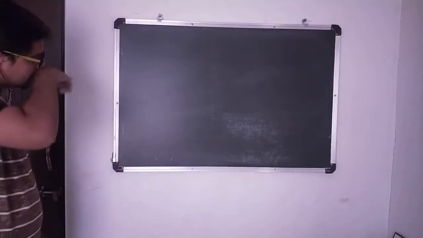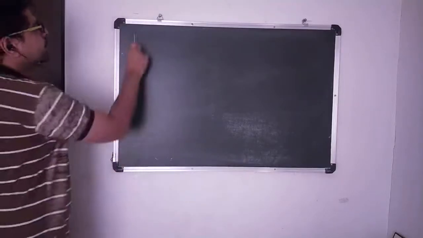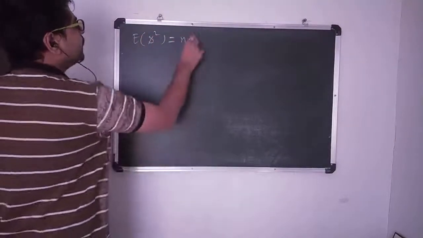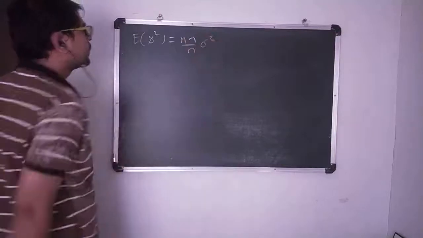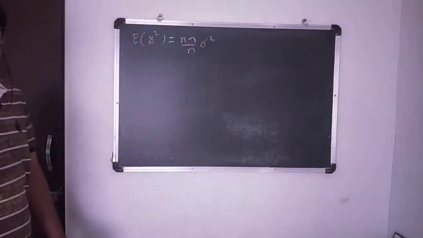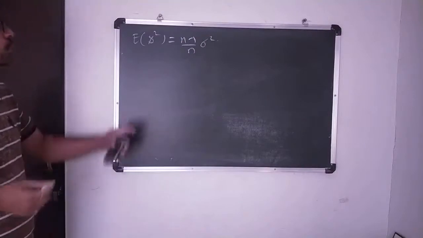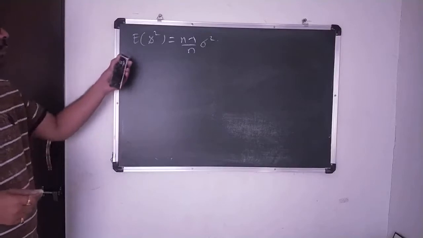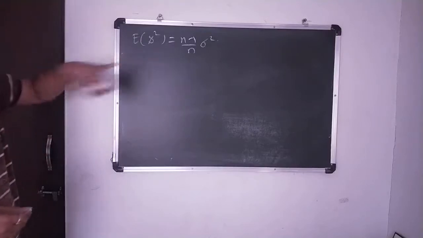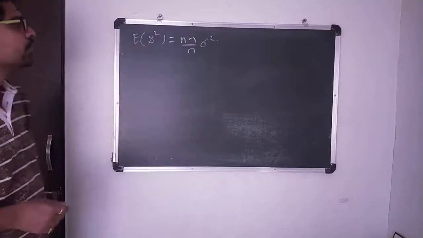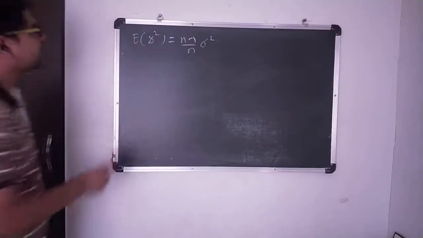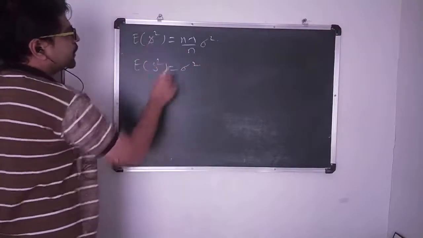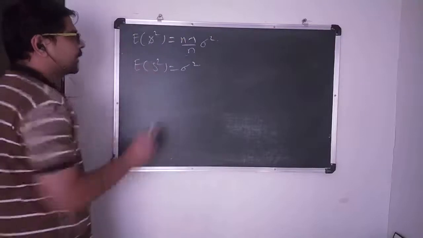Now to show this, we know that expected value of small s square is n minus 1 upon n into sigma square. We have derived it in my previous lecture, or refer to examples on unbiased estimator. In that video, I have shown that expected value of small s square is n minus 1 upon n into sigma square, and expected value of capital S square is sigma square. So this is biased and this is unbiased.